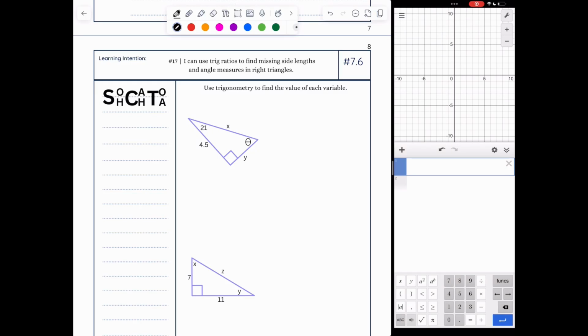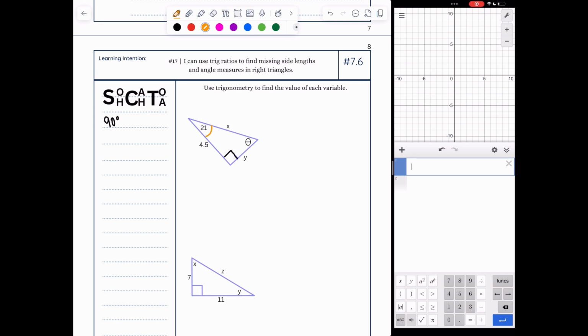This time we're in section 7.6. This is page 8 of your Unit 7 notes packet. In this section, what we'll be doing is finding missing sides and angles in triangles. That means we're not just going to be looking at side lengths and angle measures, but we're going to be using trig for both of those.